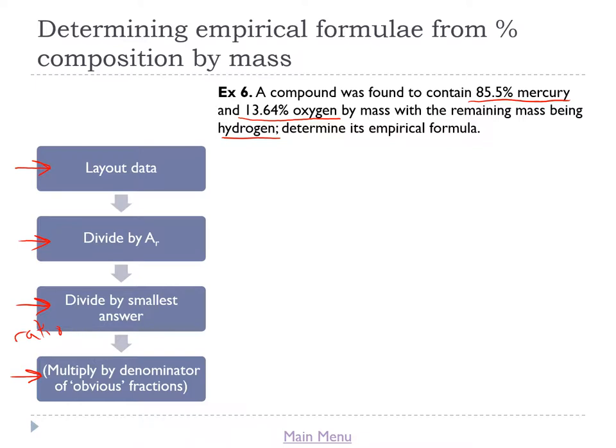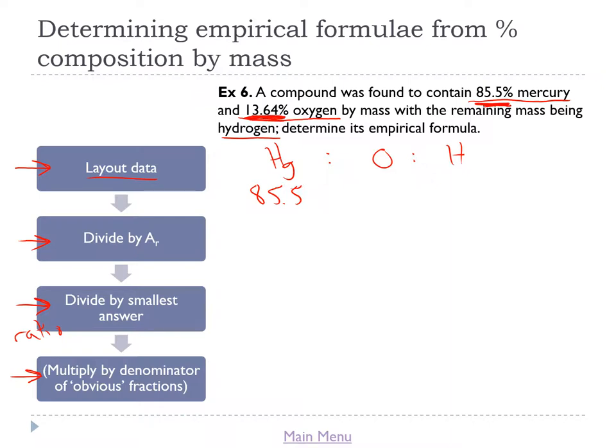Now, as I said, we're going to start off by laying out the data. So we've got mercury, that is Hg. Then we've got oxygen. Then we've got hydrogen. Now, laying it out in this format, as sort of ratios the whole way through really helps you to make sense of which numbers are which and to get things in the right place. So we said 85.5% is mercury, so 85.5 goes there. We can treat these percentage figures as if they are a mass in grams. So we don't need to do anything special with them just because it says percent.